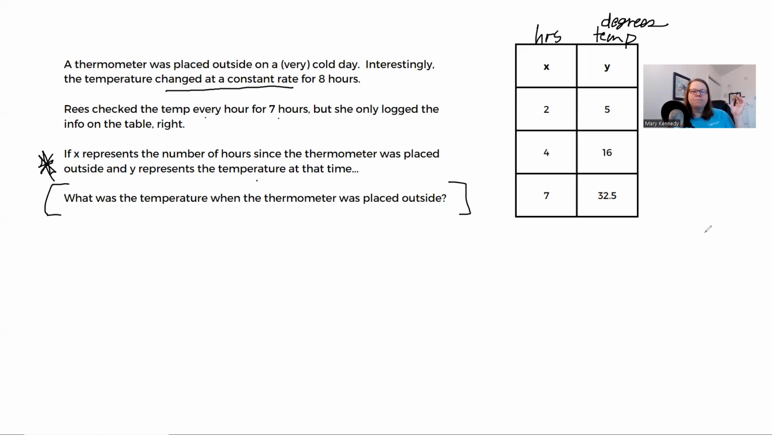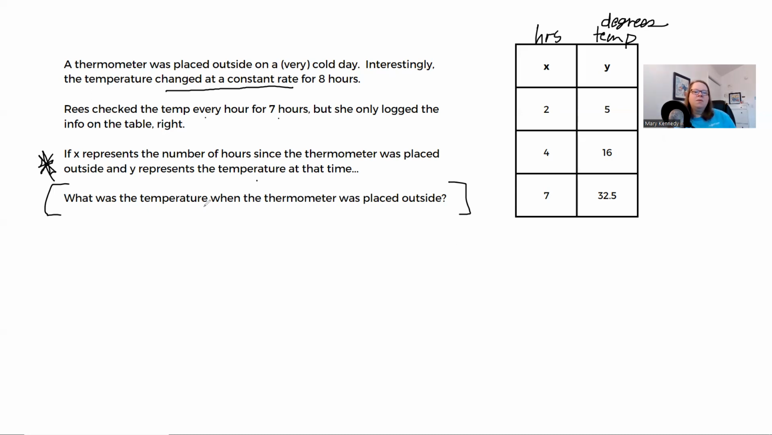Okay. So now we can think about the question. What was the temperature when the thermometer was placed outside? Well, I only know after 2 hours and 4 hours and 7 hours. So I don't even have like 2, 4, 6. There's not even a pattern to that. There's not an obvious situation happening here.